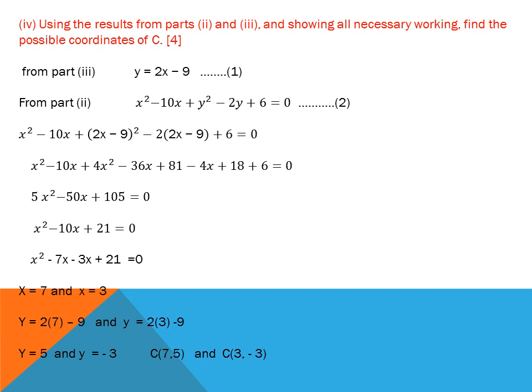I applied the mid-term break. You can also apply the quadratic formula for your ease. It's very easy to solve with a calculator. So I applied the mid-term break here. I find the value of x is equal to 3 and x is equal to 7. Then I applied these two values in equation number 1 and found the value of y. So y is equal to -3 and y is equal to 5. It means the coordinates of C should be (7, 5) or (3, -3).